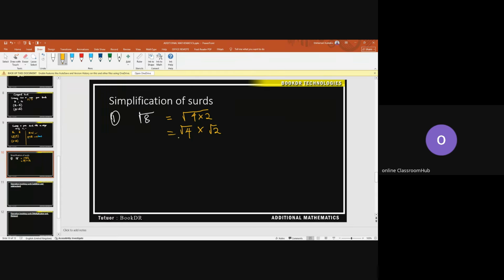And since 4 is a perfect square, we can actually find its square root, and that is 2. So the answer becomes 2 root 2. Okay, let's look at another example.